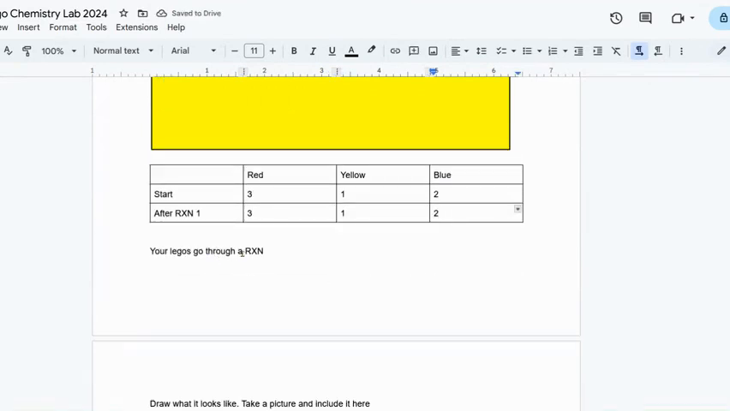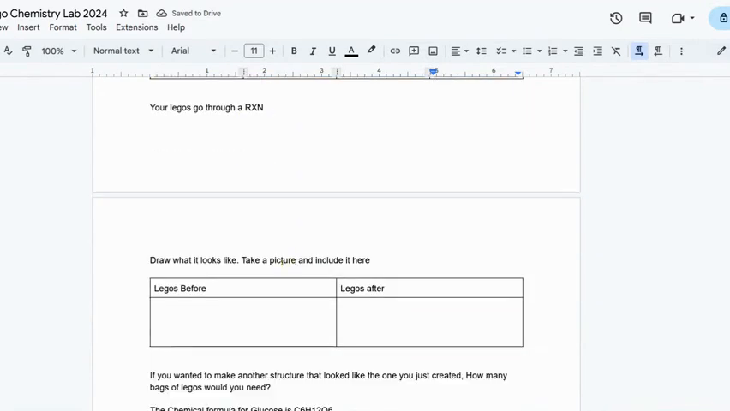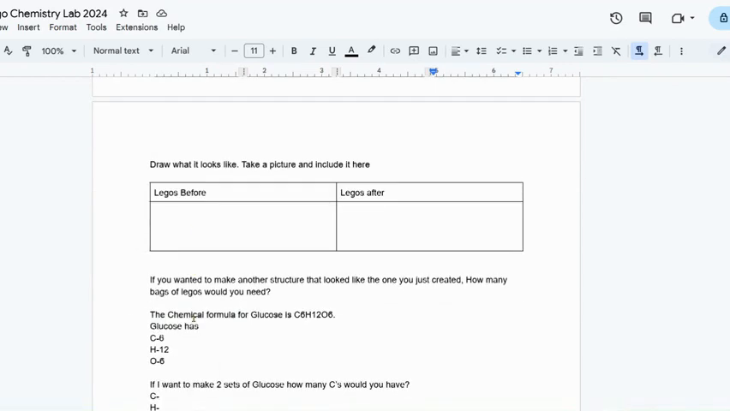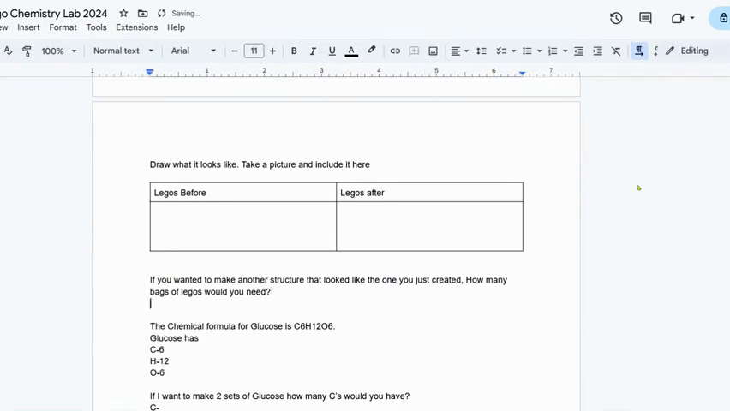My Legos go through a chemical reaction. So it says right here, my Legos before, you will need to be the ones to take the picture before and take the picture after. So this is going to be your choice and what you end up doing. It says if you wanted to make another structure that looked like the one you just created, how many bags of Legos would you need? Well, I'm going to answer that one with you.